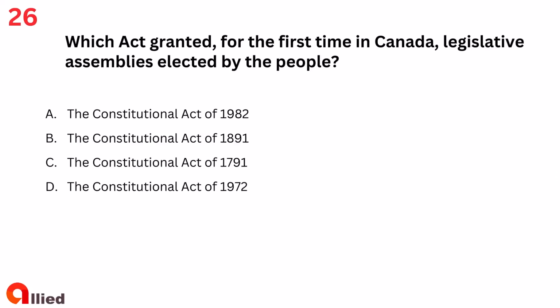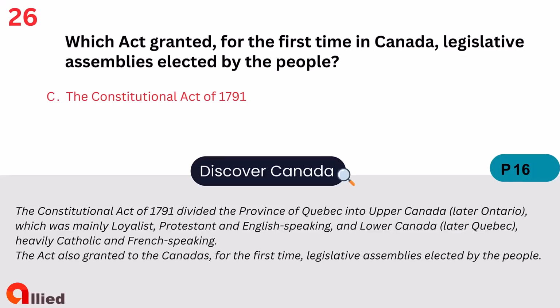Question 26. Which act granted, for the first time in Canada, legislative assemblies, elected by the people? A. The Constitutional Act of 1982. B. The Constitutional Act of 1891. C. The Constitutional Act of 1791. D. The Constitutional Act of 1972. The answer is C. The Constitutional Act of 1791.